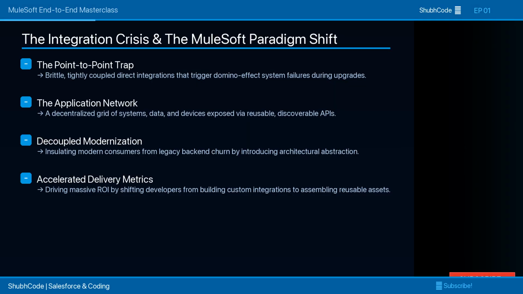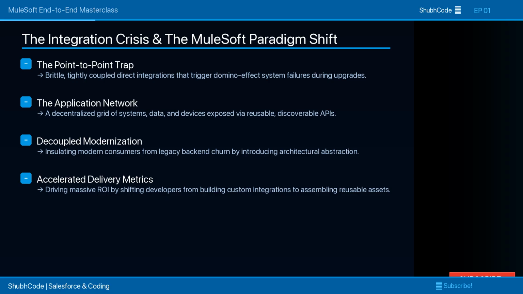Think back to the last time you inherited a massive legacy enterprise system with hundreds of direct database connections, custom cron jobs, and brittle script integrations connecting SAP to Salesforce. This traditional point-to-point spaghetti architecture is the absolute death of enterprise agility, because any minor change in a source database schema triggers a catastrophic domino effect of failures across downstream systems.